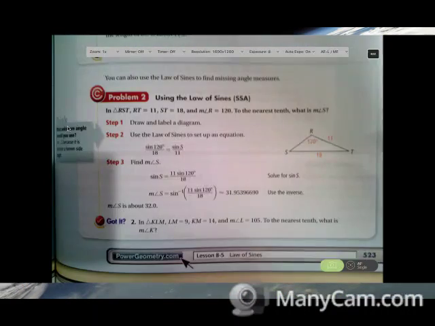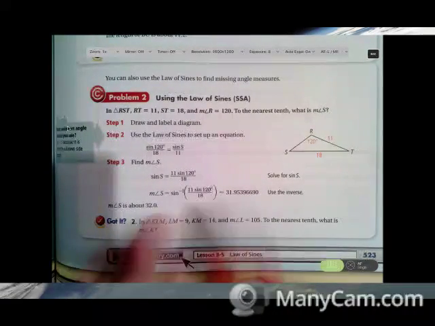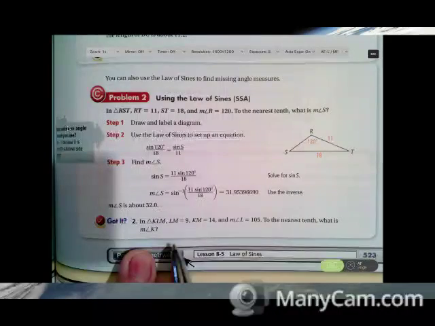And this is what the book shows you. Now, I use arcsine. All right, so why don't you try this? Got it down here.